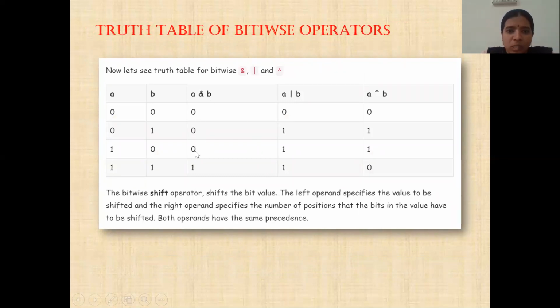This is about the truth table of bitwise operators. Bitwise AND gives 0, 0, 0, and 1 when both are 1. Bitwise OR gives 1 when any one is 1. Bitwise XOR is an odd operator. Bitwise XOR is also called bitwise exclusive OR. It is called the odd function. So that gives 1 when the inputs are different and gives 0 when the inputs are the same. So that's a small thing to remember. The bitwise shift left operator is used for shifting bits.